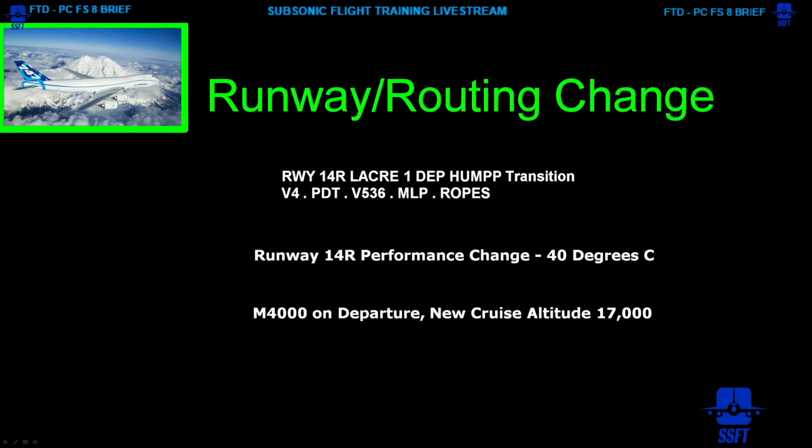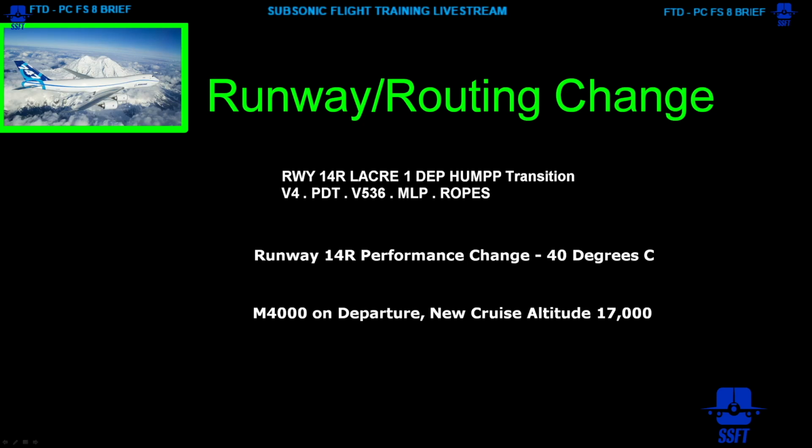So the only difference here is that, yeah, we do get a runway routing change to runway 14 right, but it's not this Laker 1 departure. This is an old departure. The performance change will be, instead of 42 degrees, we're going to get 40 degrees for runway 14 right instead of 32 left. And we'll maintain 4,000 on departure, and the new cruise altitude is going to be 17,000 instead of flight level 250. So this is all part of what we'll get taxiing out, and then we'll have to inform ATC that we need to hold in position because we'll have some reprogramming to do.